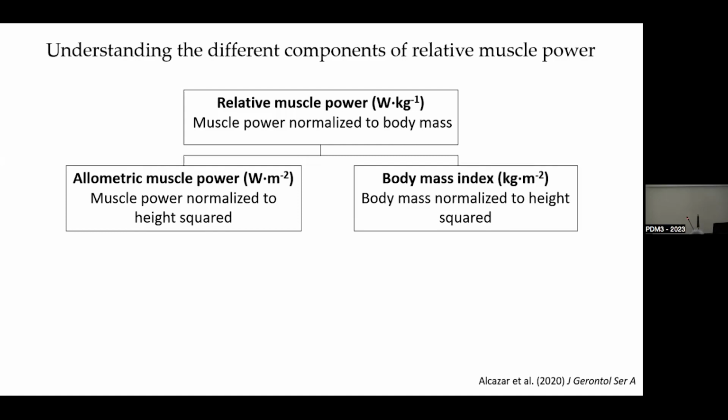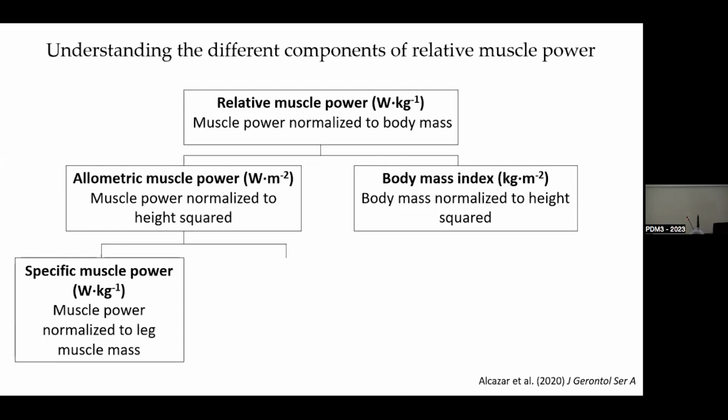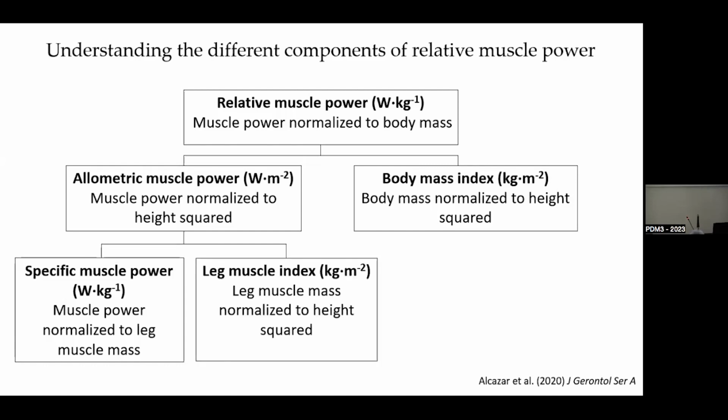So from the ratio between allometric muscle power and body mass index, we obtain relative muscle power, and at the same time we can look into the main components that affect allometric muscle power, which are specific muscle power, or muscle power produced per unit of muscle tissue, and also muscle tissue itself, but normalized to height squared or body size. So from these three main components, we obtain at the end relative muscle power.